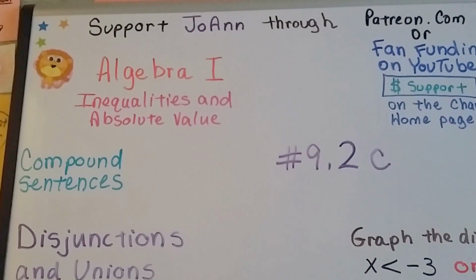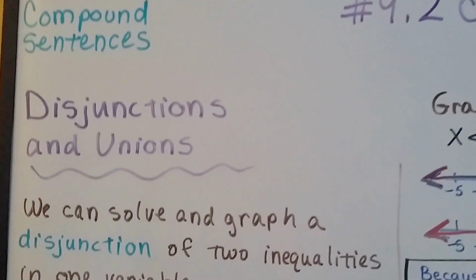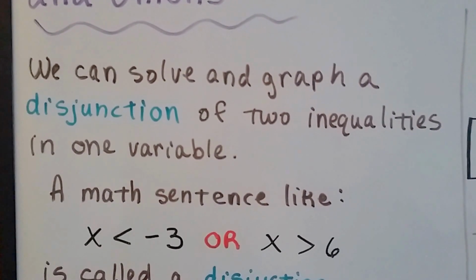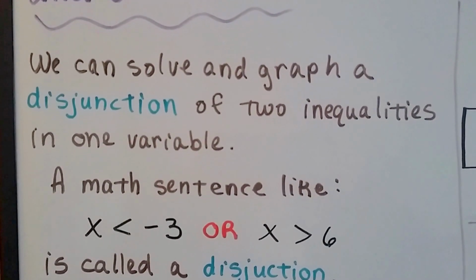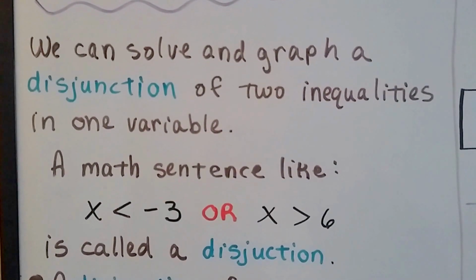We've been talking about compound sentences. We're at 9.2c in Algebra I, and this is disjunctions and unions. We can solve and graph a disjunction of two inequalities in one variable. A math sentence like x is less than -3 or x is greater than 6 is called a disjunction.